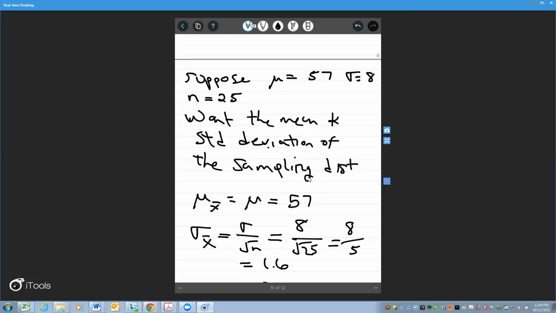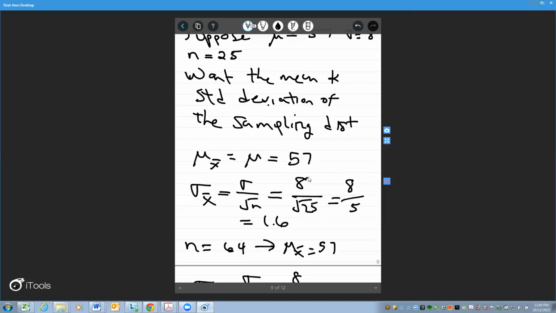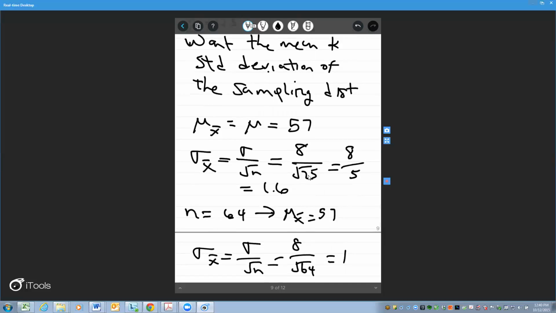What if I were to change the sample size to n equals 64? Well, nothing happens to the mean of the sampling distribution. It should still be the same thing as the mean of the population. However, because I increase the sample size, I will end up decreasing the size of the standard deviation of that sampling process. I will still take sigma over the square root of n, which now gives me a standard deviation for the sampling process of 1.